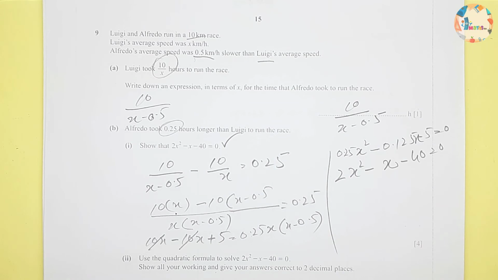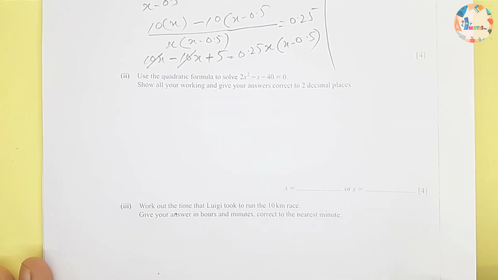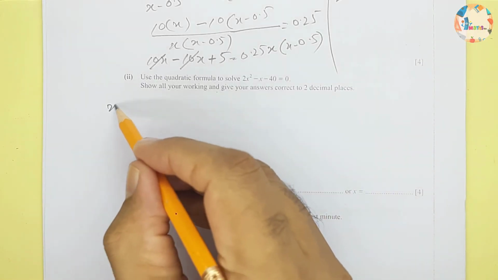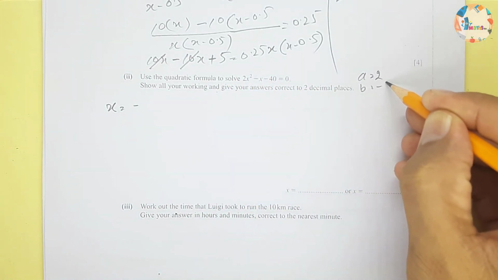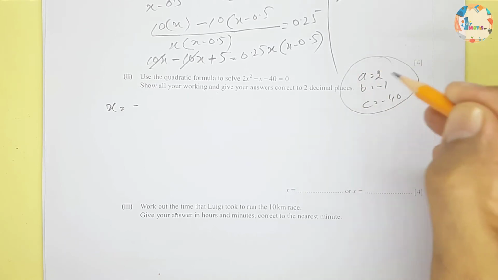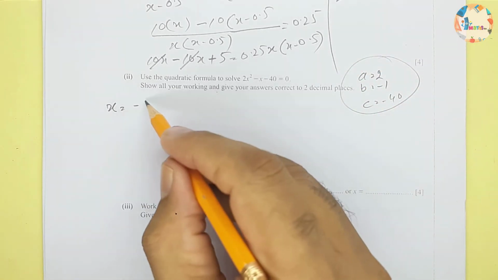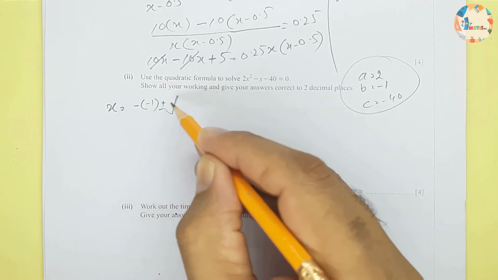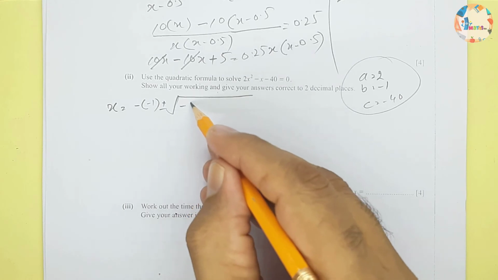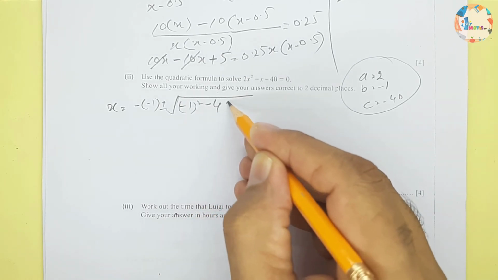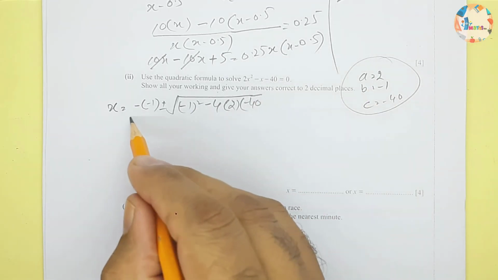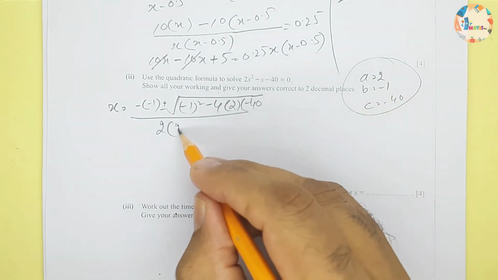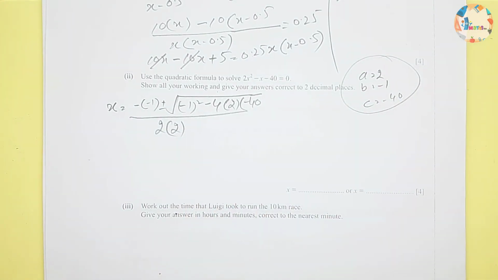So this is done. Use the quadratic formula to solve this one. So quadratic formula, you know, x is equal to minus b plus minus square root of b square minus 4ac over 2a. A value is 2, b value is minus 1, and c value is minus 40. These values we will replace over here, so minus b means minus into minus 1 plus minus b square, minus 1 square, minus 4, a is 2 and c is minus 40, over 2a, 2 into a will be 2. This will be our quadratic formula which we have applied.